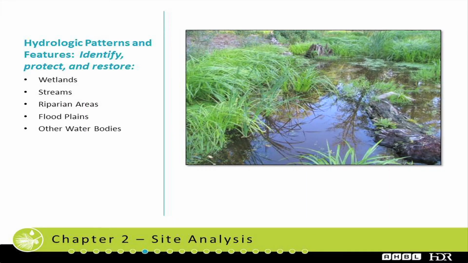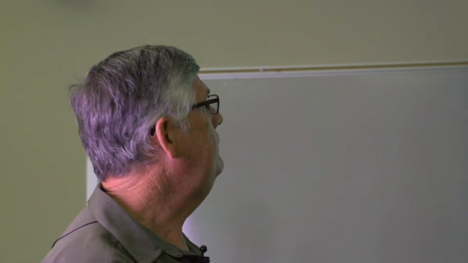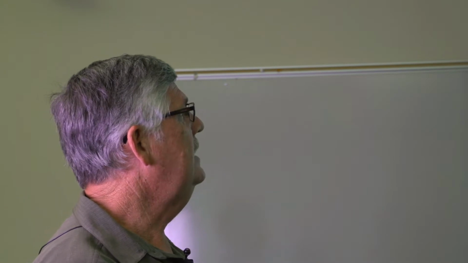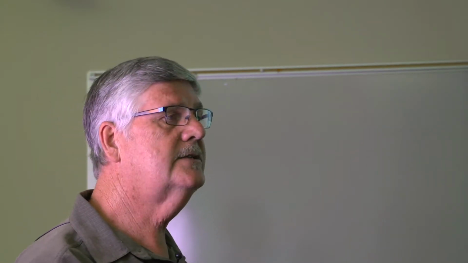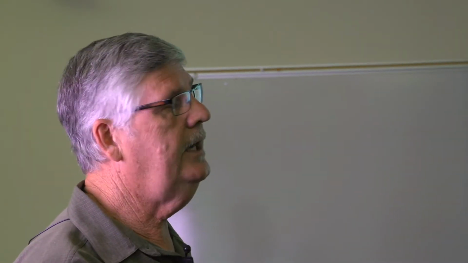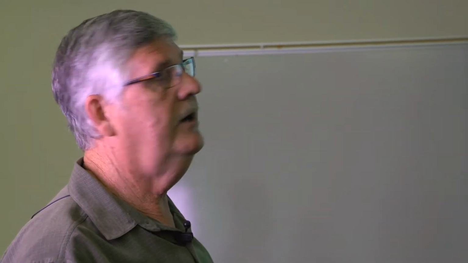We have critical areas. Some people suggest that in eastern Washington we don't have wetlands, right? But we do. We have wetlands, obviously. We have streams. We have riparian areas. We have an incredible riparian area that flows through Spokane, for example, the Spokane River. Flood plains and other water bodies. All these features need to be identified, delineated, characterized, and the appropriate buffers established.